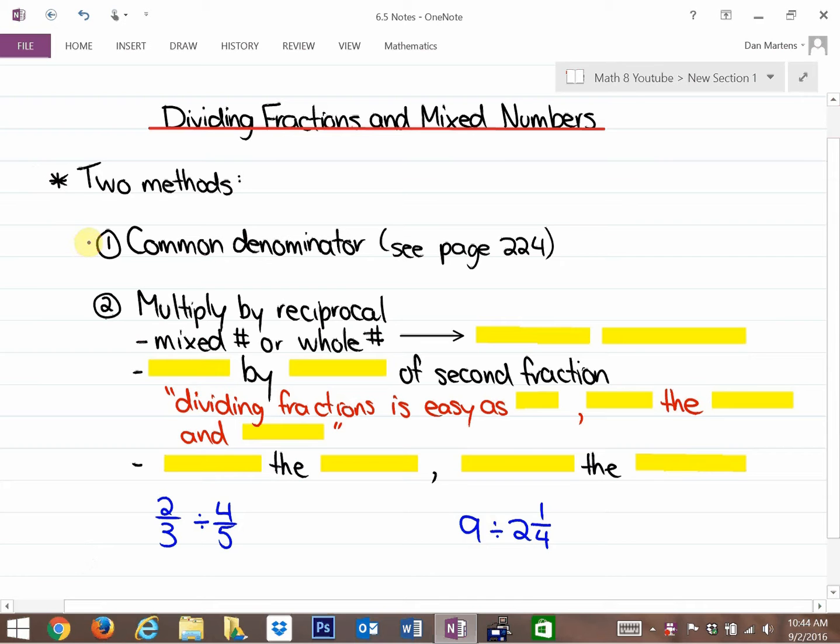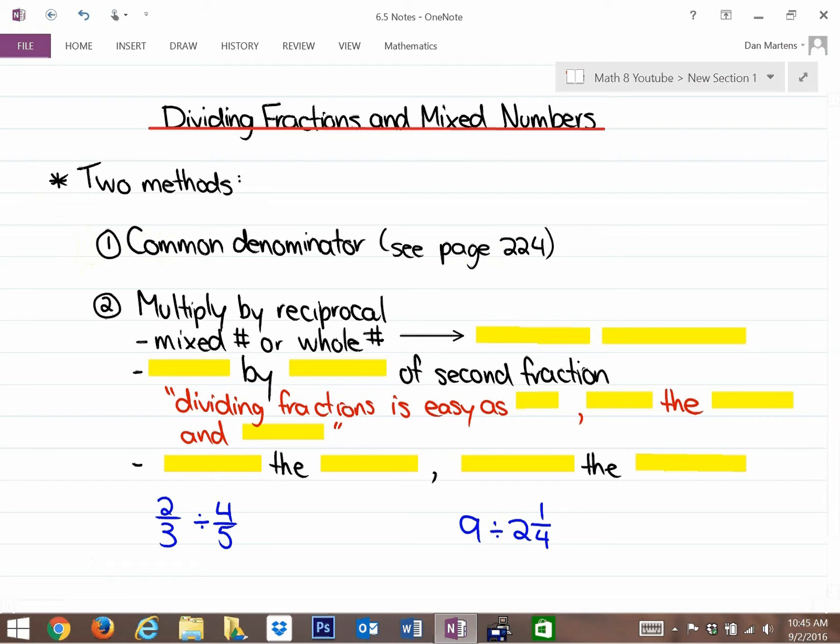There are two methods that we looked at. One is the common denominator method, and for the sake of not getting confused, if you like the common denominator method, which is a totally viable, fantastic method, you can see page 224 in your math textbook. But the method that I'm going to focus on, if you're a little bit confused about dividing fractions, is called multiplying by the reciprocal. And there was some justification given to you throughout your study guide as to this method.